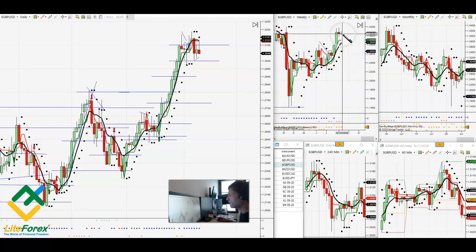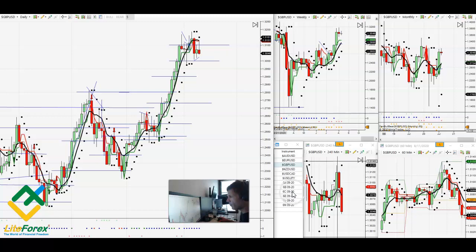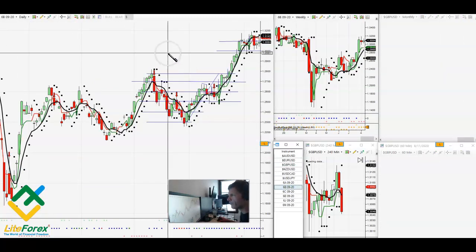I look at the weekly. I'd be surprised if this doesn't come down. It's overextended. Same on the monthly. So look for the pound USD to go bearish for tomorrow.